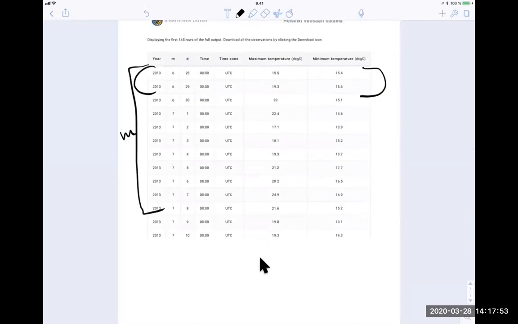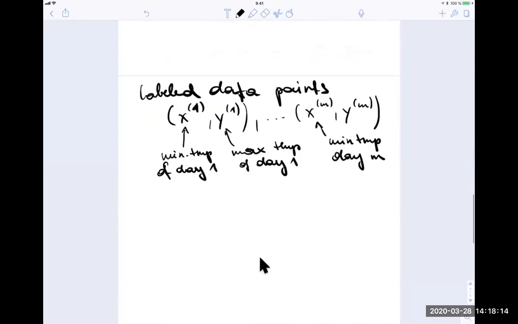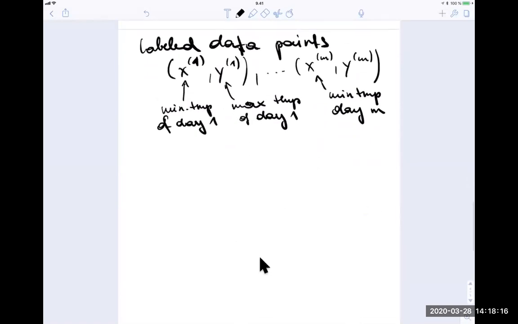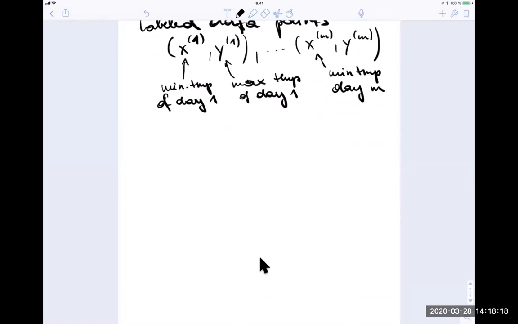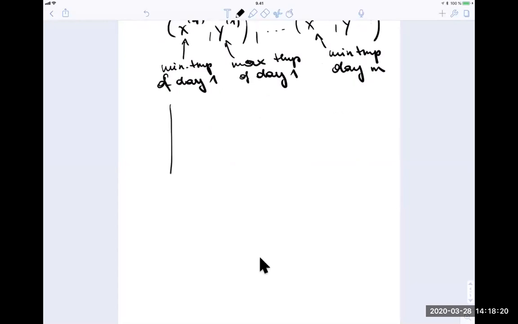Okay, for each row I look at the maximum temperature. This is y1. The minimum temperature, this is x1. And here the last one, let's say I pick up only these data points, ym, xm. Okay, so I can create a bunch of labeled data, or I can obtain a bunch of labeled data points.